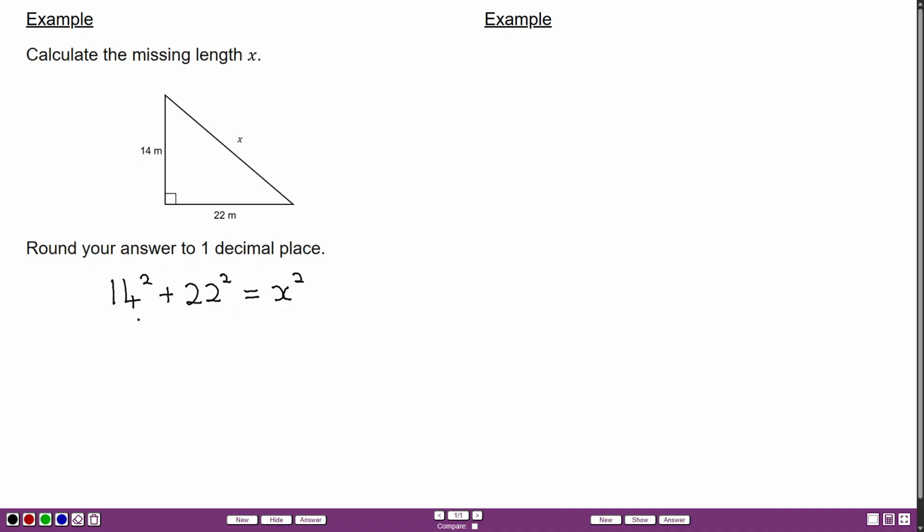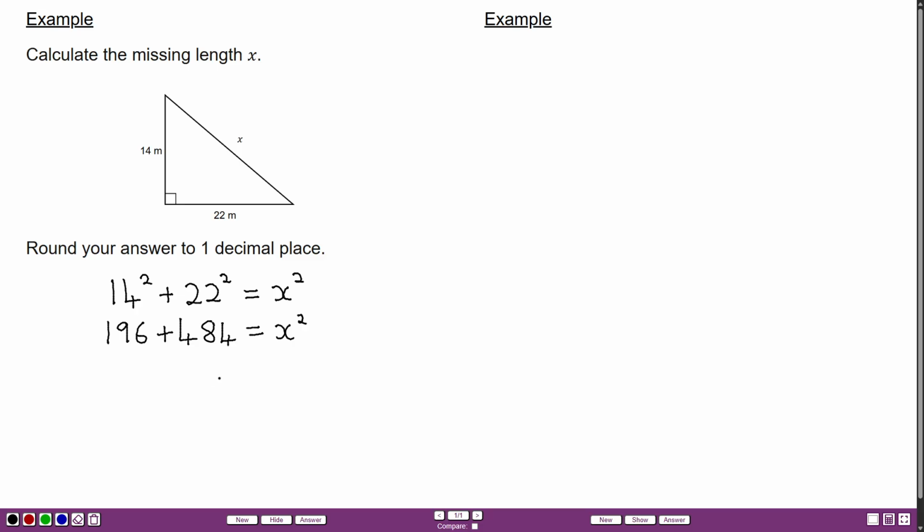Now here we need to use our calculator a little bit to work this out. So 14 squared and 22 squared. Well, 14 squared is 196. Now you can do this in one stage if you're comfortable with your calculator, but I'm just doing it step by step to show all the working out. 22 squared is 484. And that's equal to x squared.